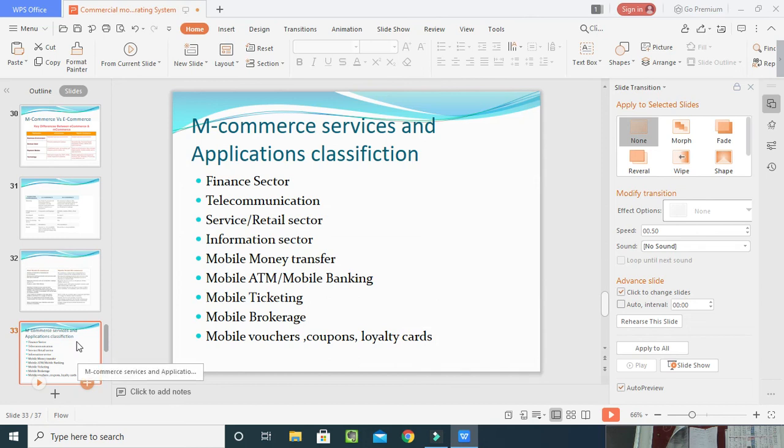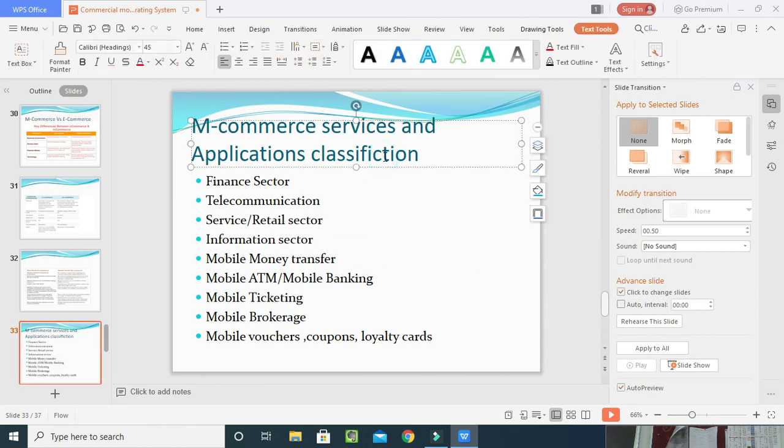Now we will go to another topic, that is m-commerce services and applications classification: where and how m-commerce is giving the services and how the applications are classified.